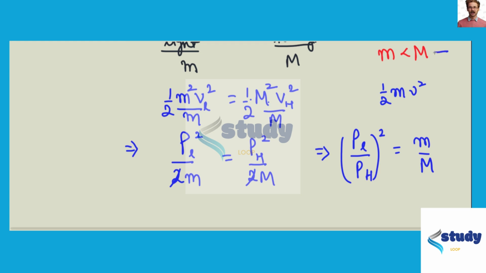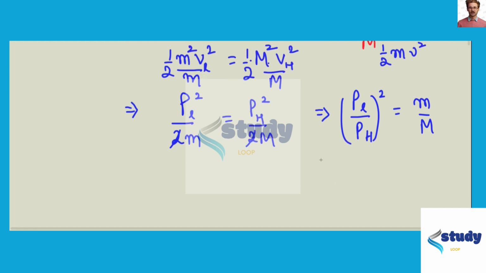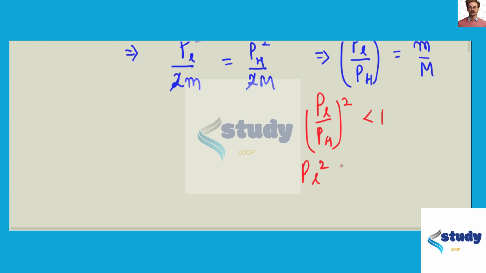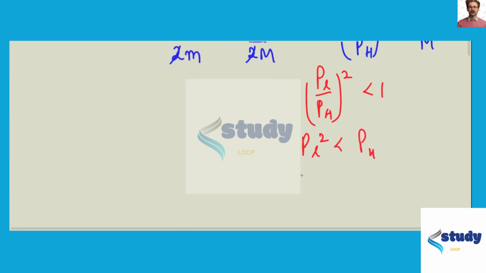And from this expression, where we talked about the light object and the heavy object, small m by capital M is less than 1. So definitely here (PL by PH) whole square will be lesser than 1. And PL square is lesser than PH square. That means PL here will be lesser than PH. That means here the light object will be having lesser momentum and the heavy object will have greater momentum.